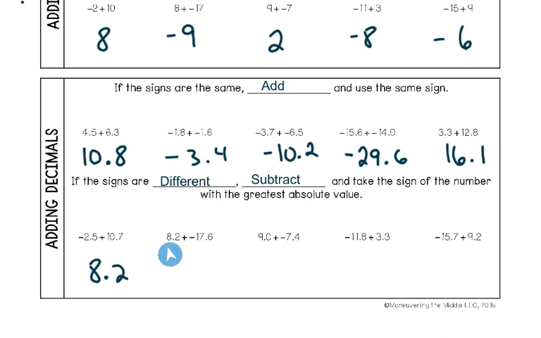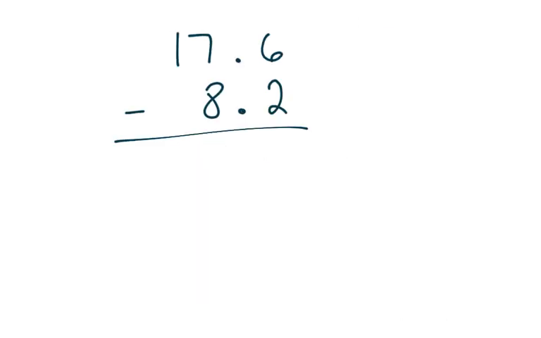So let's look at the next example. You have a positive 8.2 plus a negative 17.6. So we'll go ahead, since the signs are different, we're going to subtract. For now, I'm going to leave the negative out of it, and I'm just going to subtract like normal.